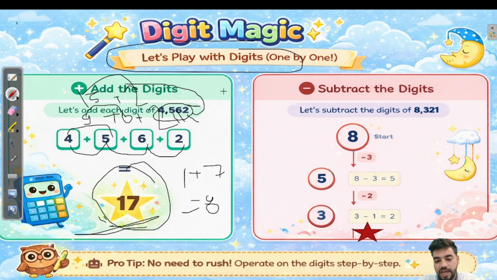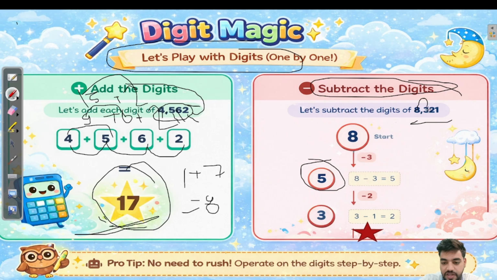Same as adding the digits, we can also subtract the digits. Can we try the number 8321? We start the subtraction. 8 minus 3, we get 5. 5 minus 2, we get 3. In the last, 3 minus 1, we get 2.